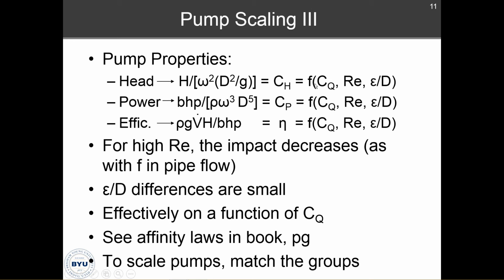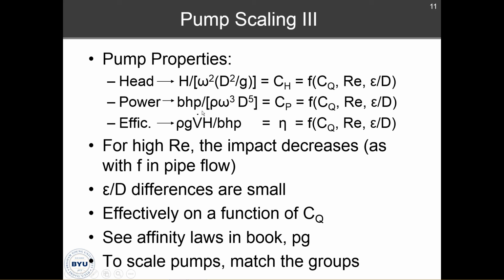Again, you'll notice that for all 3 of these, they are a function of our pi groups, which are the same as regular pipe flow pi groups, plus now we have the coefficient of flow. Okay, so we define a head dimensionless number, a power dimensionless number, and an efficiency dimensionless number.